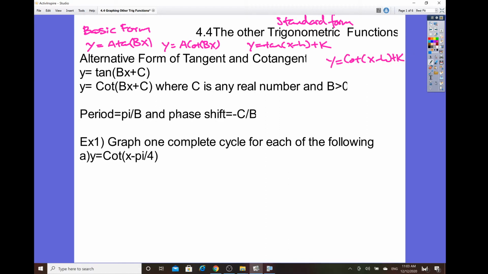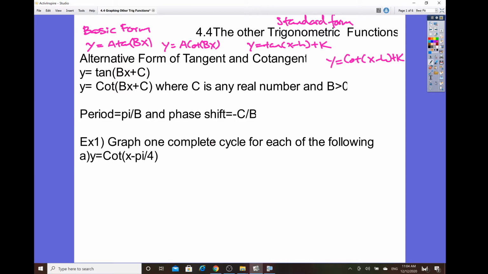Again, the alternate form of tangent and cotangent is written like this: tangent of (bx plus c) or cotangent of (bx plus c). The period for tangent and cotangent, the parent function, is always pi. So the period is pi over b. And the way to find the phase shift, similar to what we did for cosine and sine, is negative c over b.